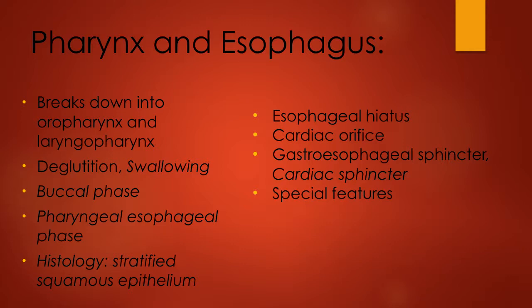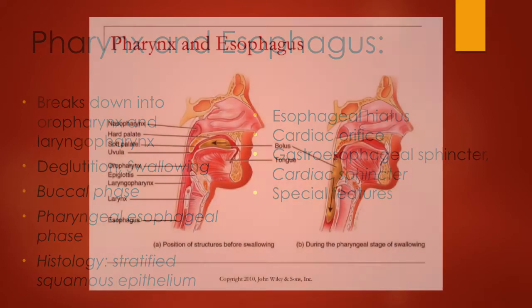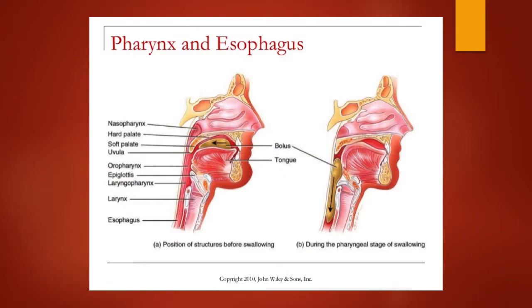Special features of the esophagus include the longitudinal folds that allow for stretching as food moves down the esophagus; the muscularis externa, which is composed of different muscles, with the top third as skeletal muscle, the middle third as skeletal and smooth muscle, and the last third as smooth muscle; and the adventitia, which is the outer layer of the esophagus, not found in the abdominal cavity. This is just a picture of the pharynx and the esophagus.